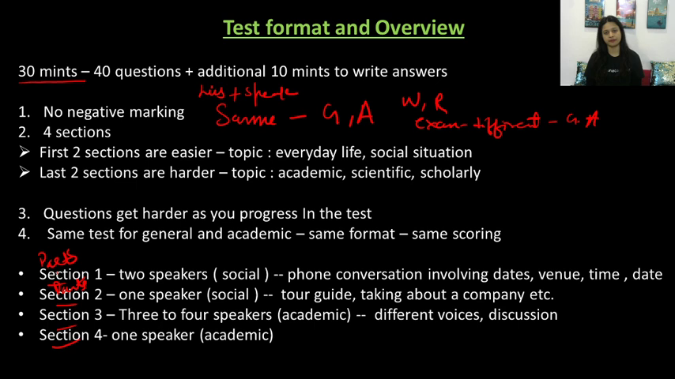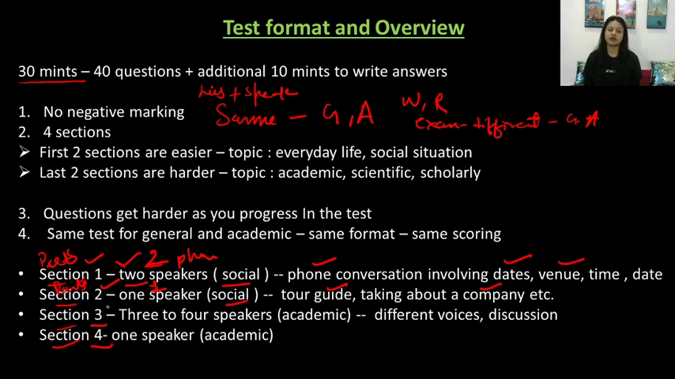What will happen in each of them? The first two recordings will be a little bit easy. They will be on social topics, the kind of topics that you use in your everyday life, like a phone conversation, a tour guide, something involving dates, venue, talking about a company, talking about a trip, etc. In your first recording, two people are talking, normally a phone conversation. Second recording, only one person is giving instructions to the crowd or to other people.